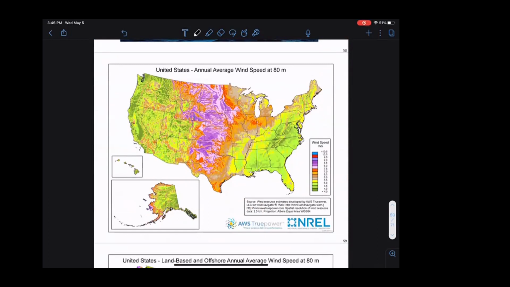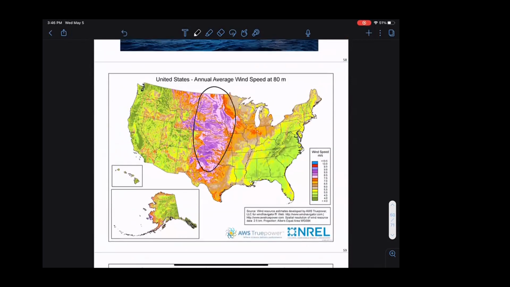So for wind power, the best wind is along here. That's not necessarily where most people live in the US. But then if you look at offshore, right? So this is onshore. So onshore, most of the wind is along this corridor. That then requires a lot of transmission infrastructure to get this wind somewhere in the US.